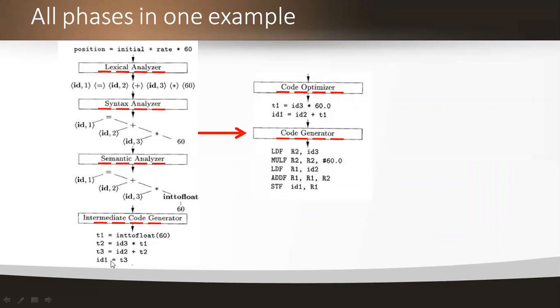Let's see. ID1 is equal to T3. In the place of this T3, if I replace ID2 plus T2, and in the place of this T2, if I replace ID3 into T1, and in the place of this T1, if I replace inttofloat of 60, then finally what expression do I get? ID1 is equal to ID2 plus ID3 into 60. That means without changing the meaning of the source string, I implemented an intermediate code representation. So this is correct code.